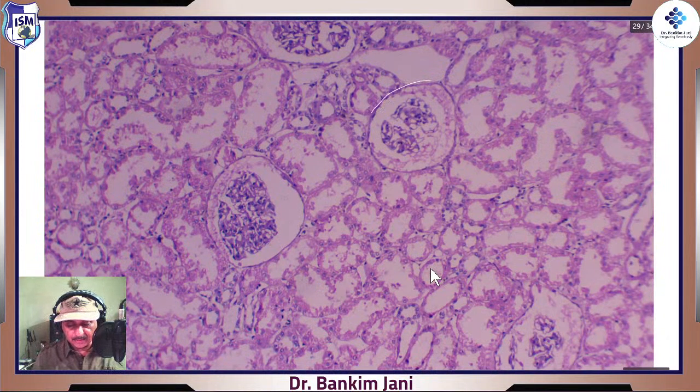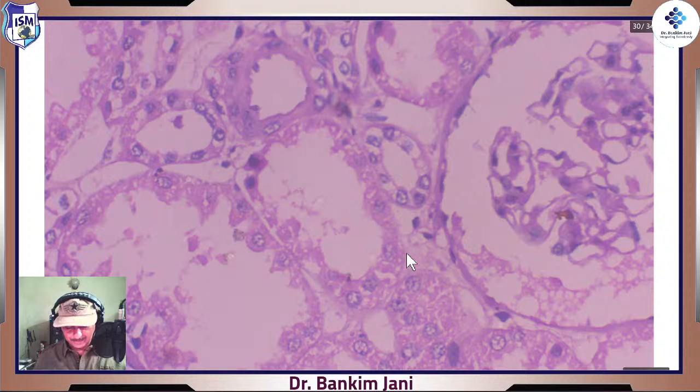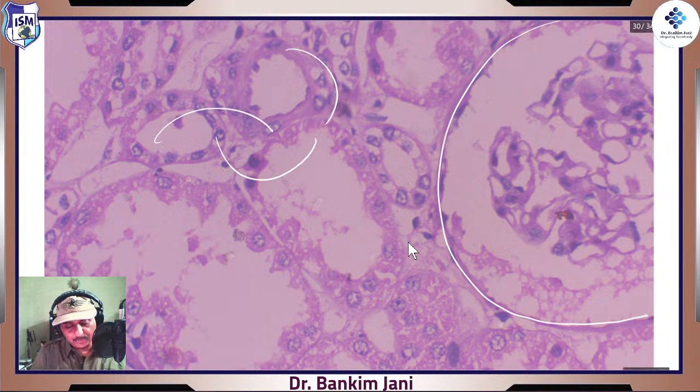This is the Bowman's capsule, and these are the capillaries which are inside. Let's go still deeper. Now it is a full-fledged Bowman's capsule. We said that all those capillaries come over here. This is afferent, this is efferent.